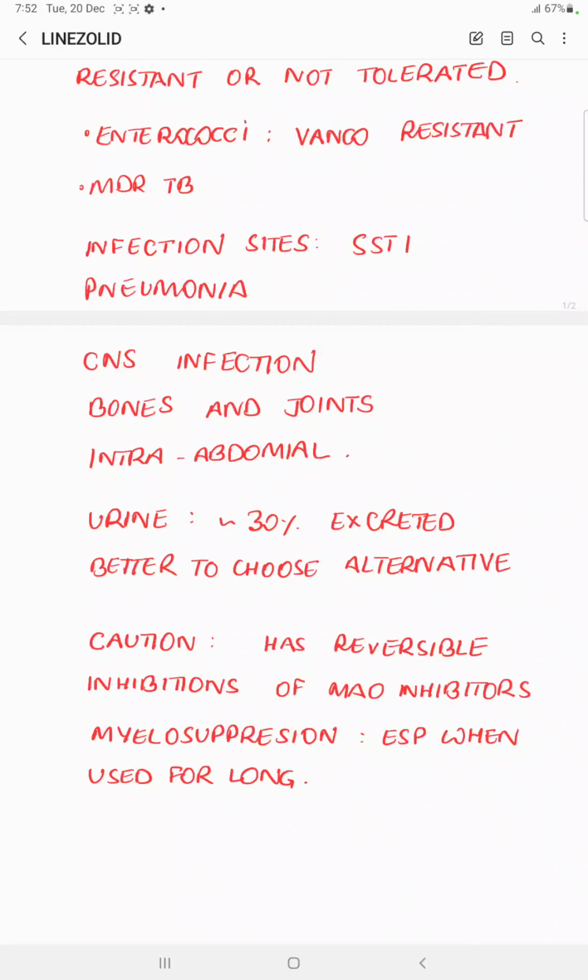But the urinary excretion of linezolid is small, around 30%. So maybe when it comes to treating urinary infection, it's better to choose an alternative agent.